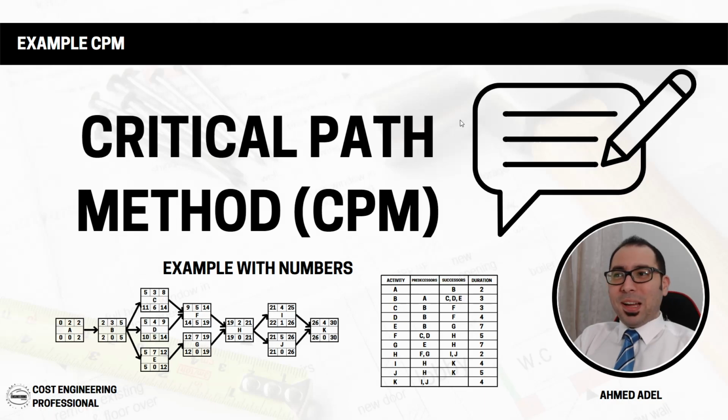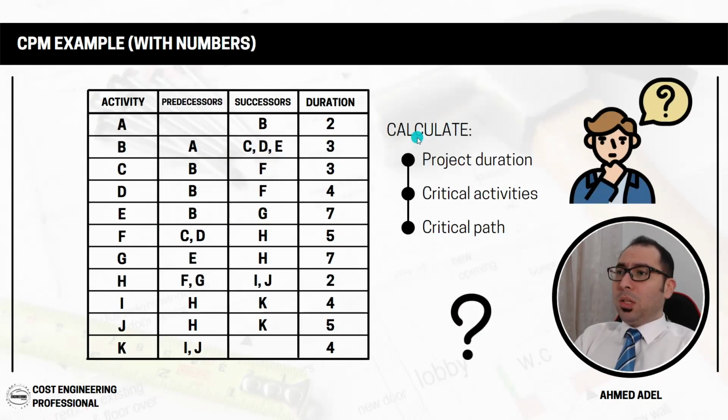Alright guys, welcome back. Now in this example, what do we need to discuss? We have a project here, and this project consists of several activities as we can see here, A, B, C, D, and so on. And for each of these activities, we have the predecessor, and we have the successor, and we have the duration. By the way, if you don't know what a predecessor is, what a successor is, I recommend you to click the card in the top right corner, which is a link to our previous video where we have explained all these things in details.